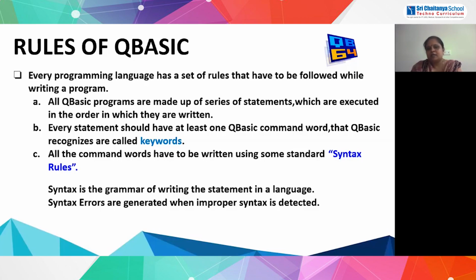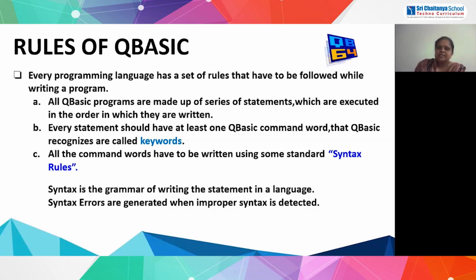Every programming language has a set of rules that we have to follow while writing the program. What are those? All QBasic programs are made up of a series of statements. In QBasic, we write the statements one after the other, like this. Those are called a series of statements, which are executed in the order in which they are written. For example, whatever I have written in the first line will be executed at the beginning, then whatever I have written in the second line, third line, fourth line, fifth line, and so on. In the same order in which I have written the statements, they will be executed.